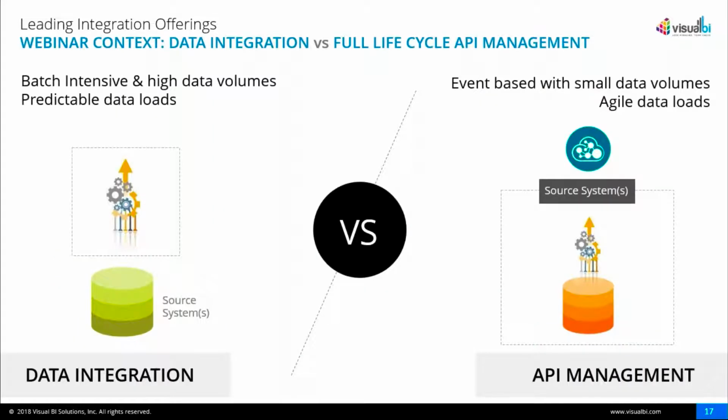As I said, I would like to set a couple of quick contexts here before we move on further. So we have API management, which is going to be talking about agile data loads, small data volumes, and more event-based. And we have data integration on the other side, which has batch intensive, high data volumes, predictable data loads. You write the business logic in the ETL integrator space that you have, and you merge the data to the target. For this particular webinar, we'll be focusing more on the data integration category as against the API management.